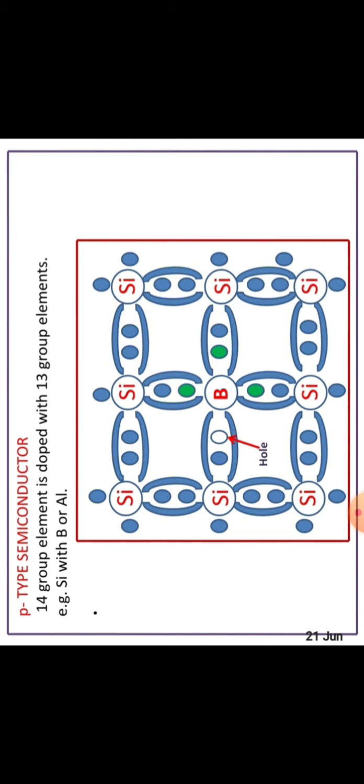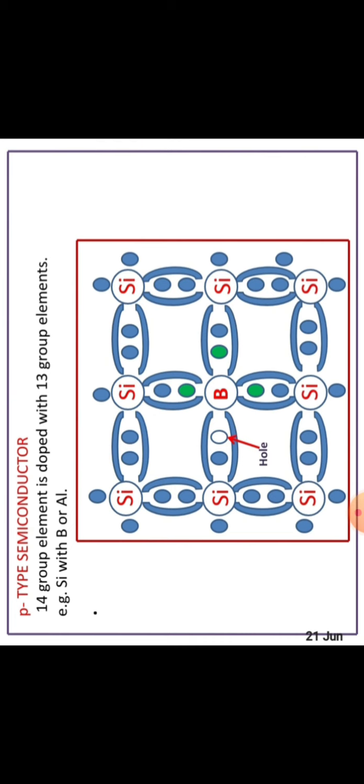So here in this picture you can see group 13 elements. These are boron and aluminium. So let's take an example of boron. The atomic number of boron is 5. The configuration is 2, 3. It means it has 3 electrons in its outermost orbit. So now see, in the center I am showing boron. So boron is forming 4 bonds with silicon. Each silicon is sharing 1 electron, but boron has 3 electrons only. So the green colored electrons are of boron.